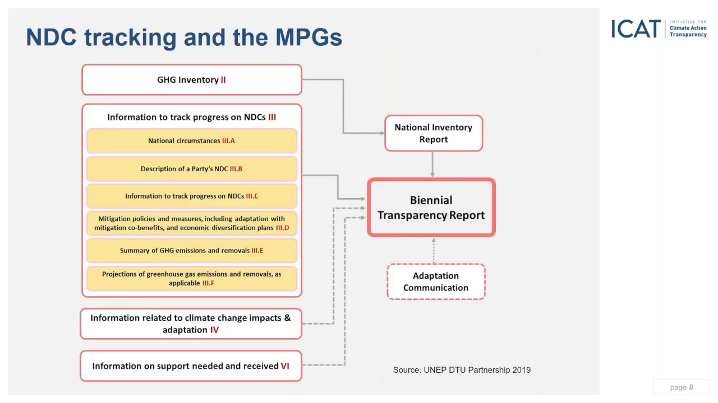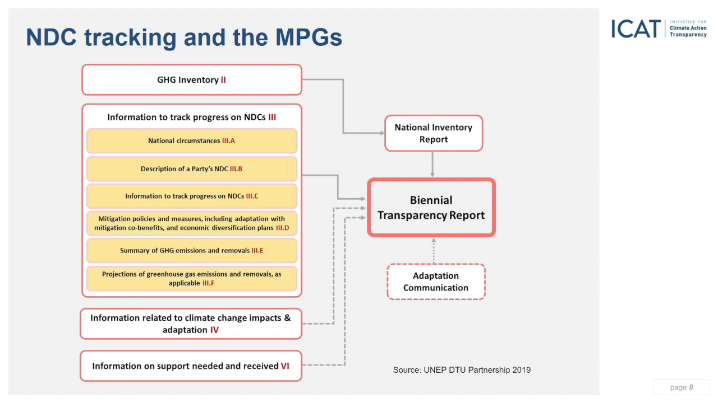So let me go a bit deeper into this chapter 3 on the tracking information. We have here 6 main elements that are required to be included in the biennial transparency report. First one covers national circumstances, so that provides a broad profile of the country with some details about the population, geography, and so on. The second one then goes into the party's NDC, and it should include details about the targets. In particular, it should specify related indicators, target years, reference year, and the scope of the NDC targets in terms of gases, sectors, and otherwise.